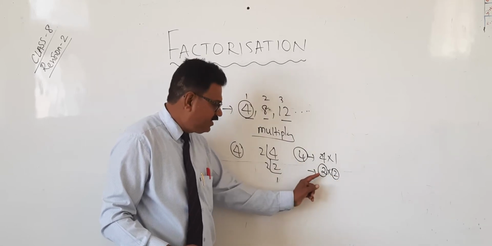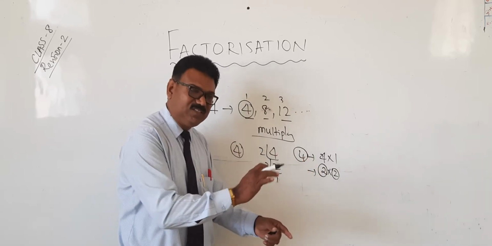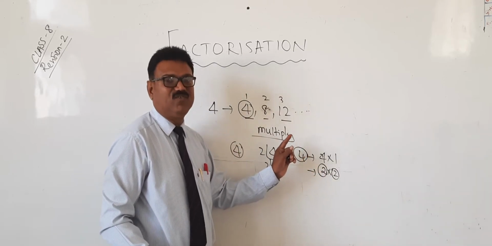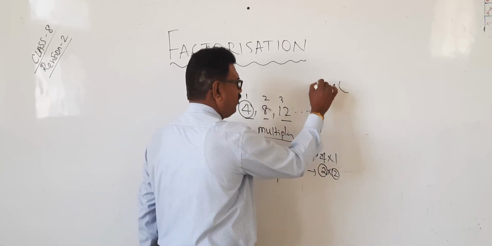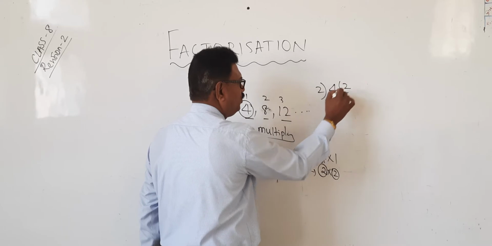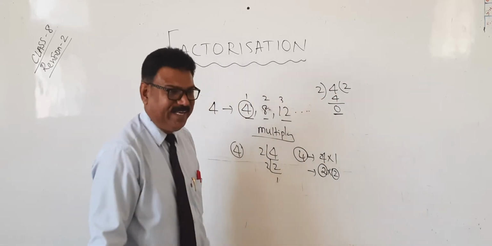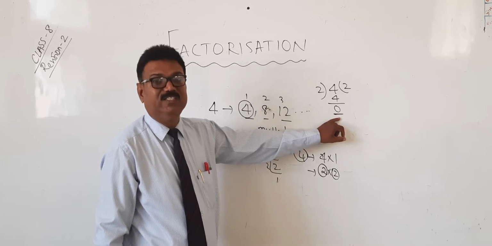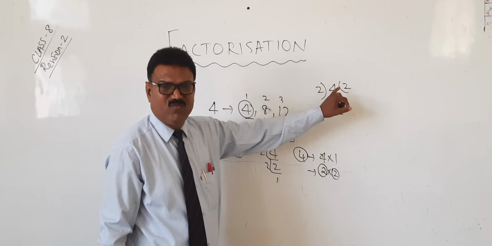First what we are saying? 4 is a multiple of 2. But reverse process, 2 is a factor of 4. Why is 2 a factor of 4? Because when you divide 4 with 2, 2 twos are 4. That means factor means the remainder must be 0. Then only we can say 2 is a factor of 4.